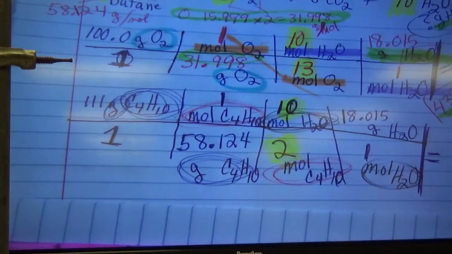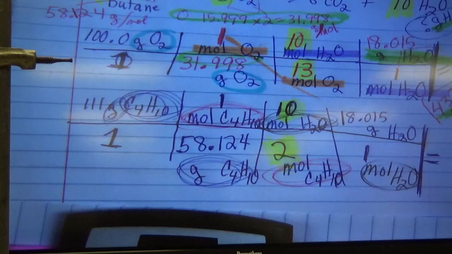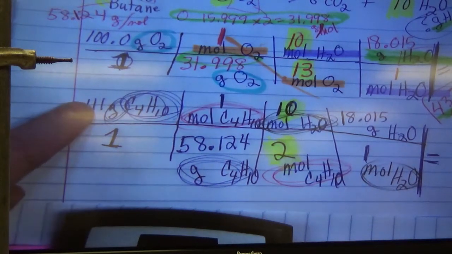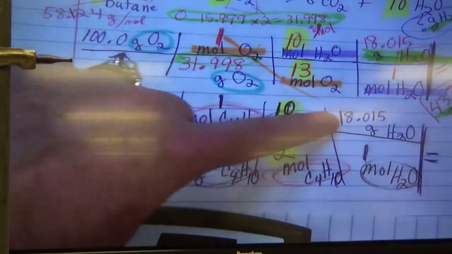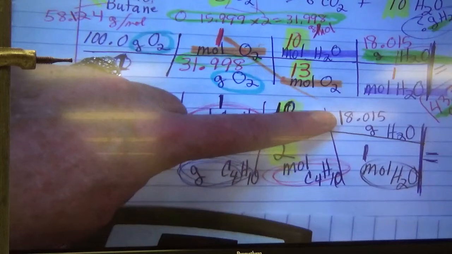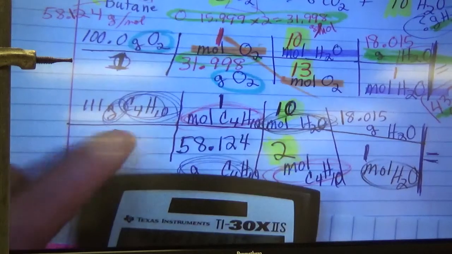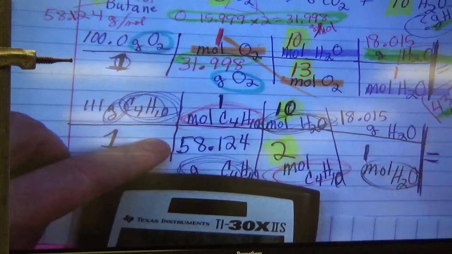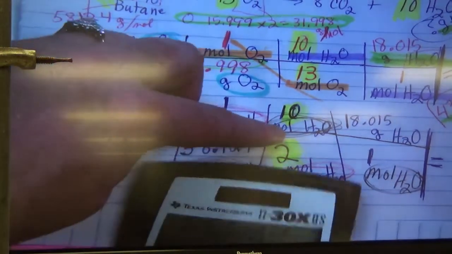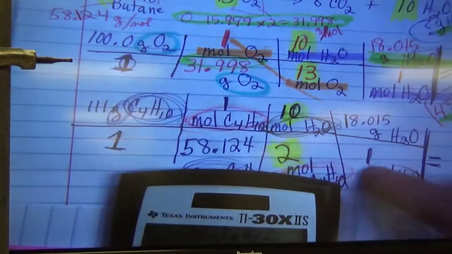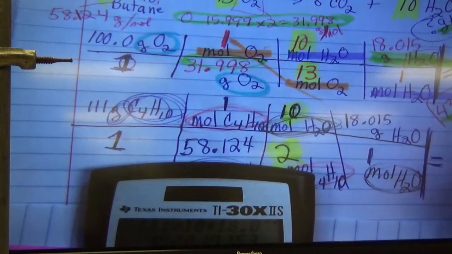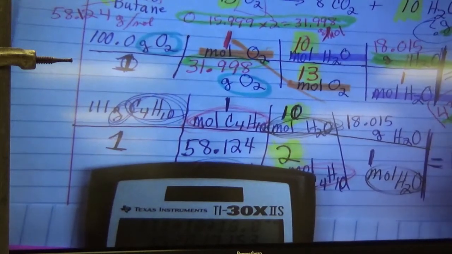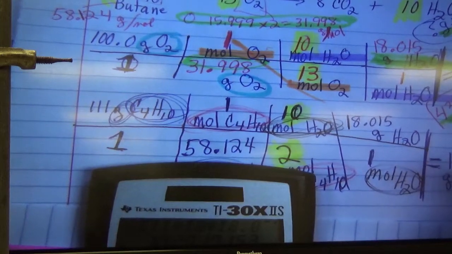Now we're ready to calculate that answer, aren't we? So let's just do it. Calculator clear. All right, 1 times 10 times 18.015 divided by 58.124 and divided by 2. I'm ignoring the ones so we can hit equals. And the calculator says 172. And that'd be grams of water, of course.